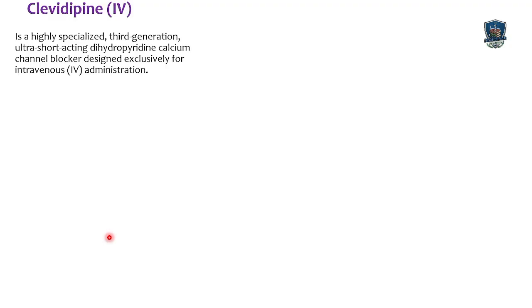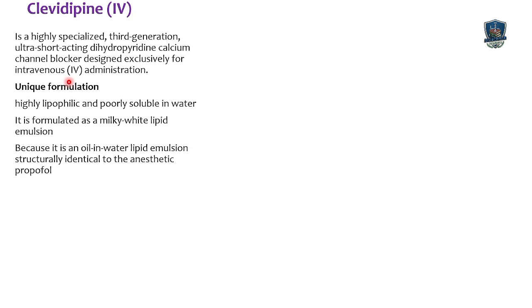So clevidipine, number one, is a third generation ultra short acting dihydropyridine calcium channel blocker designed exclusively for intravenous administration. There's only an IV formulation for this drug. Number two, this drug has a unique formulation. It is highly lipophilic and therefore poorly soluble in water. It's formulated as a milky white lipid emulsion, so it appears like a white milky lipid emulsion.